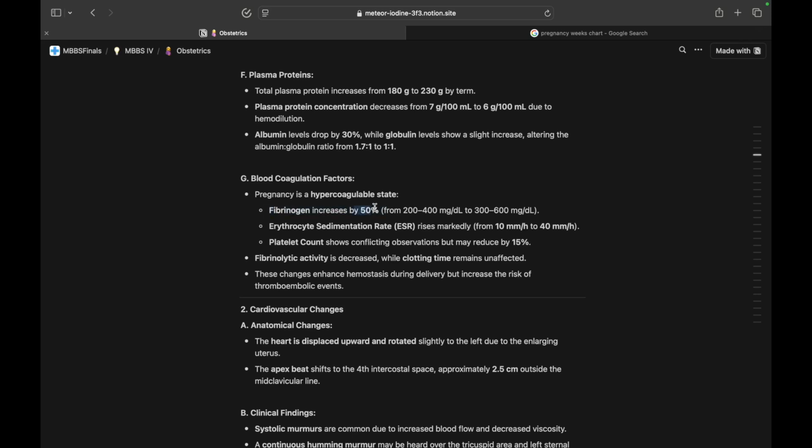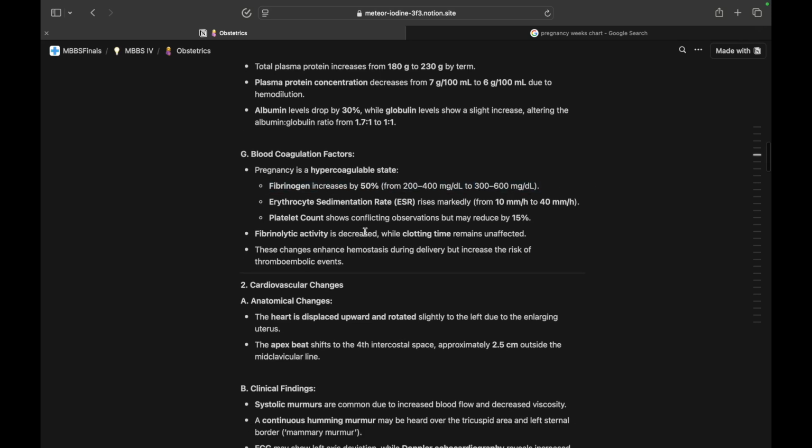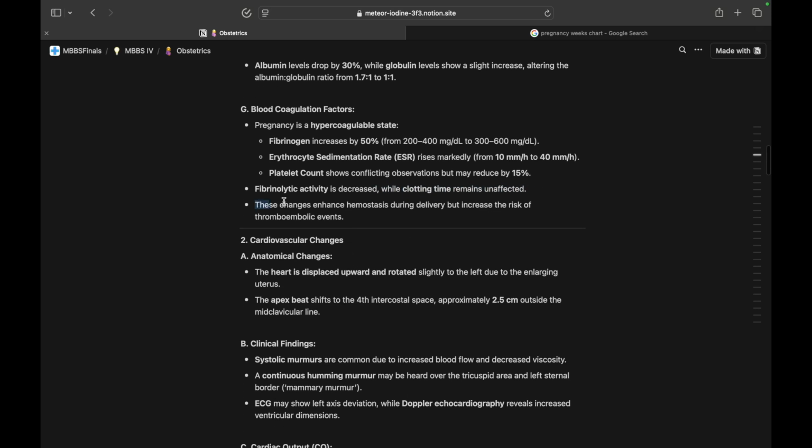Fibrinogen increases by 50%. I am not looking at these numbers, I am tired of the numbers. Fibrinogen starts with F, 50 starts with F. ESR rises markedly, from 10 to 40. Platelet count shows conflicting findings but may reduce by 15%. Fibrinolytic activity is decreased. You can remember this since it is a hypercoagulable state, while clotting time remains unaffected. These changes enhance hemostasis during delivery.